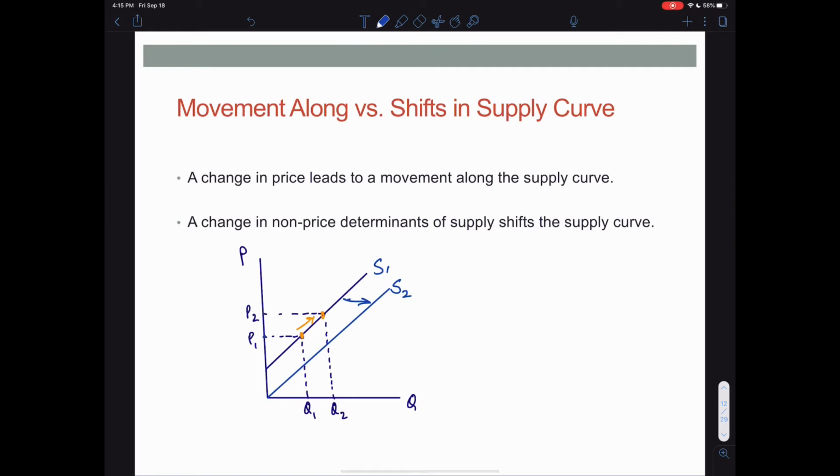So the shift indicates that at the same price, P1, previously they were supplying Q1, but now the seller would be willing to supply more. Let's say Q3. Suppose price increased. Previously, they were willing to supply Q2. Now they're going to supply slightly more, Q4. So a shift in the supply curve shows that the producer will supply more at each price.